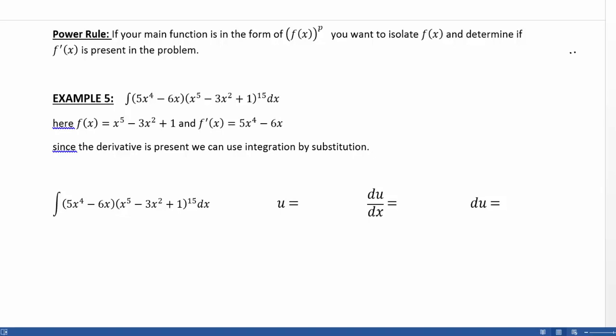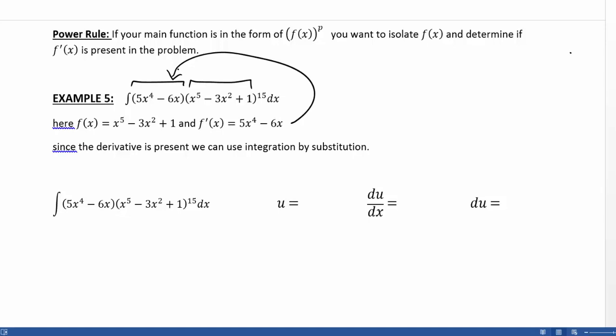Example 5. Here we see we have two different things in parentheses. What we want to do is consider the function that's raised to the highest power. So here my highest power is 15. So I want to look at the function that's inside the parentheses. Here, I see that function is x to the fifth minus 3x squared plus 1. The derivative of that is 5x to the fourth minus 6x. I notice that that is also part of my antiderivative multiplied in front. So I know this is going to be a good candidate for substitution.